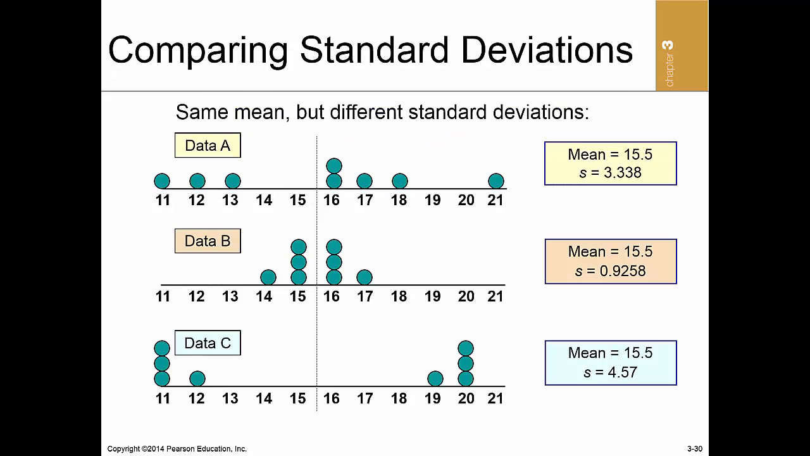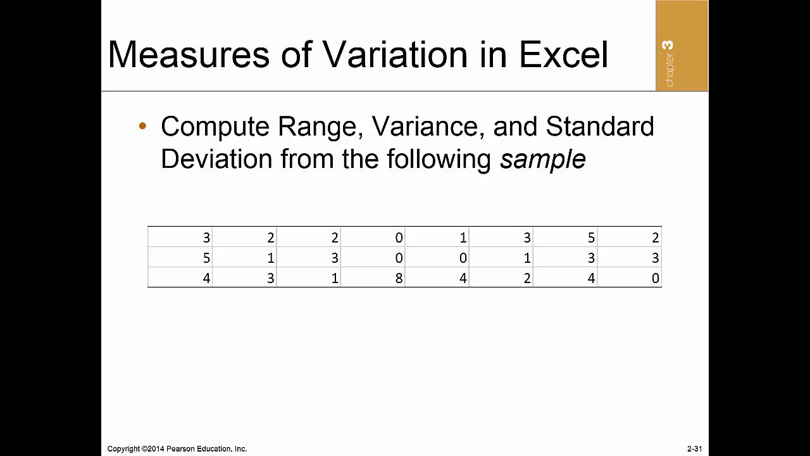Here's a case where the means are equivalent, but the variation in the data differ. Notice how uniform data B are in comparison to data A and data C. Measures of variation in conjunction with central tendencies paint a much clearer picture than using either exclusively. Go ahead and input the following data into Excel, and we'll determine the range, variance, and standard deviation.